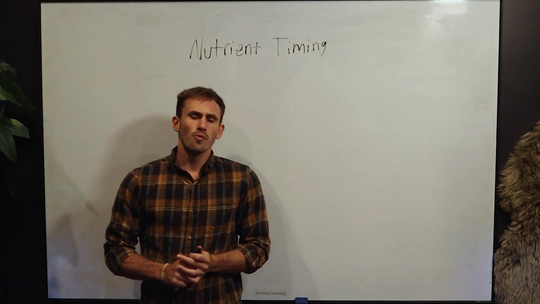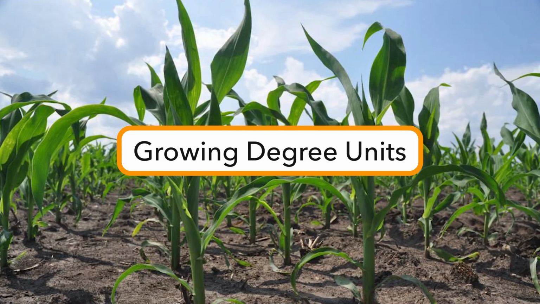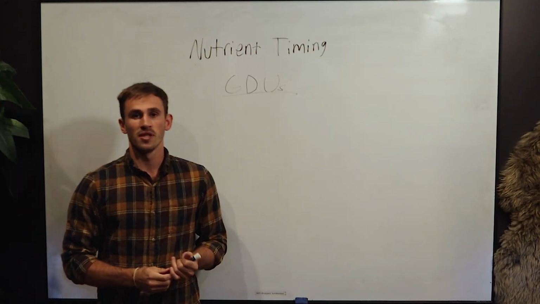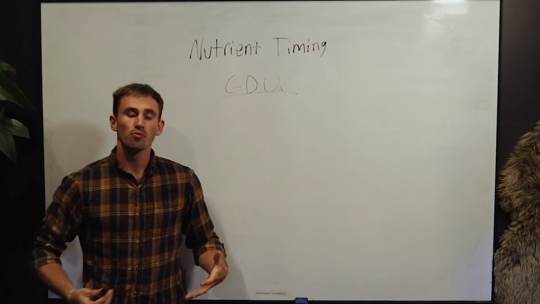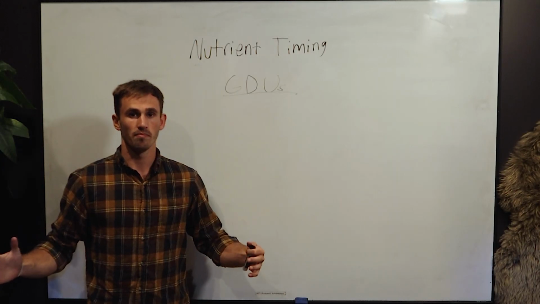So if we're not relying on a key date, what are we relying on? We're relying on this concept called growing degree units. Now, a growing degree unit or growing degree day, they mean the same thing, is accumulated heat above a certain threshold over a period of time.